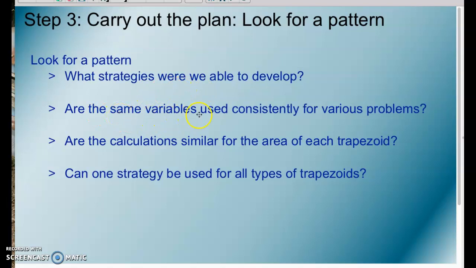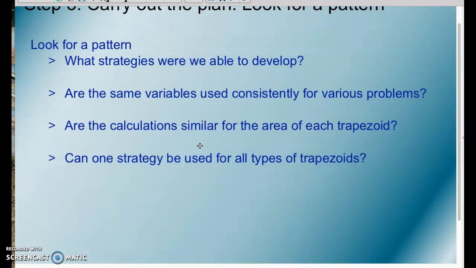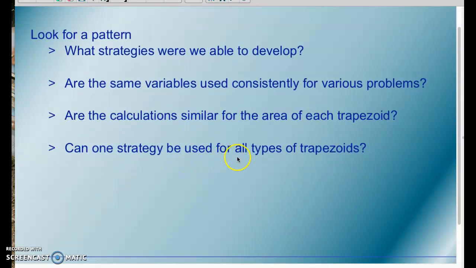Are the same variables used consistently for various problems? Yes, we were consistently using the 2 bases and the height of the trapezoid. So this is something that is important to consider, especially if we do an extension and ask for a formula. Are the calculations similar for the area of each trapezoid? So yeah, we were doing the same thing over and over and over again. And can one strategy be used for all types of trapezoids? Yes, we were able to use that on every type of trapezoid.